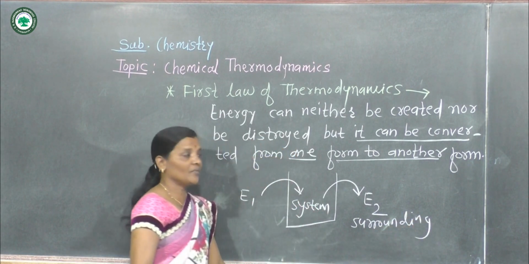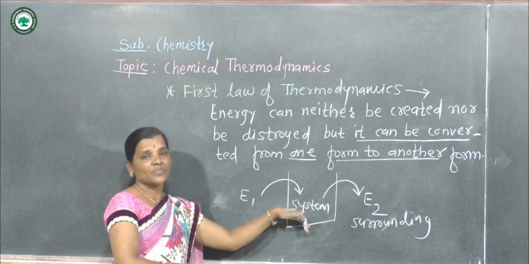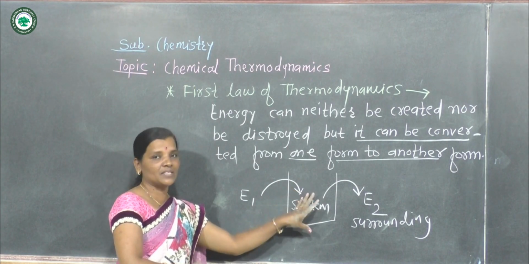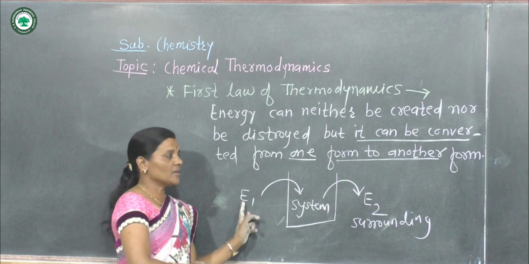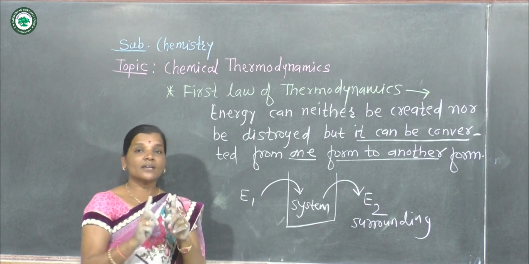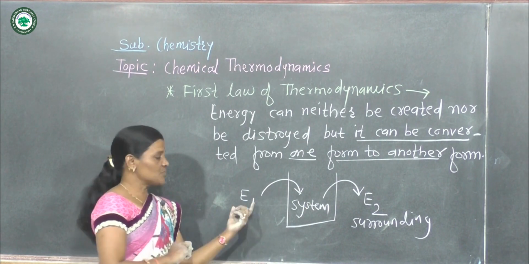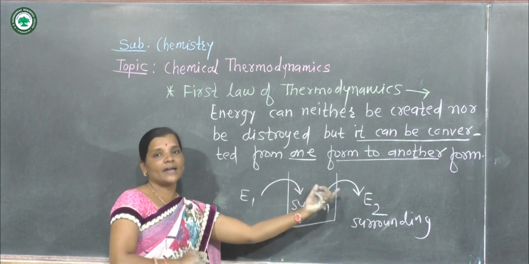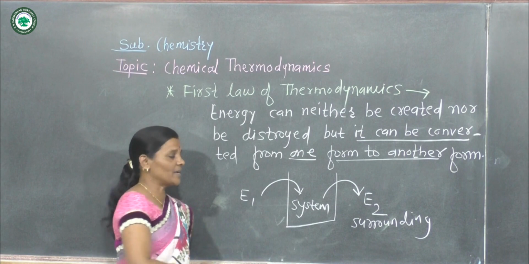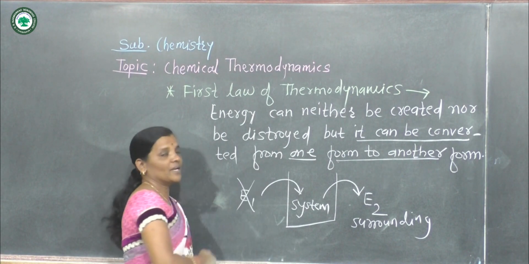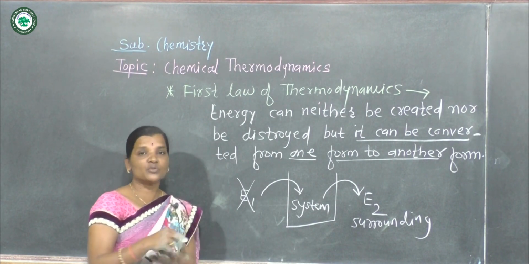Suppose here E1 energy is provided to this system. Whatever change occurs within this system also releases energy to the surroundings. But E1 and E2 are different forms of energy. This form of energy should be different from the E2 type. That means energy can be exchanged, but preparation or formation of energy by using any machine is not possible.